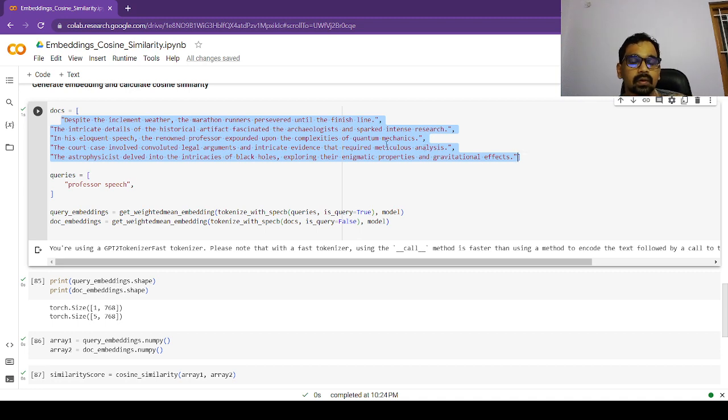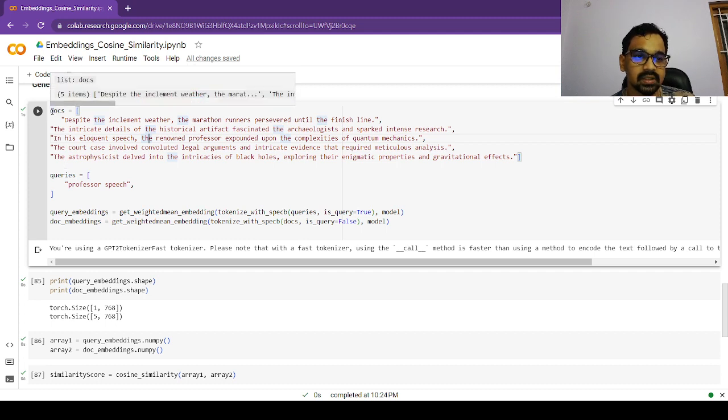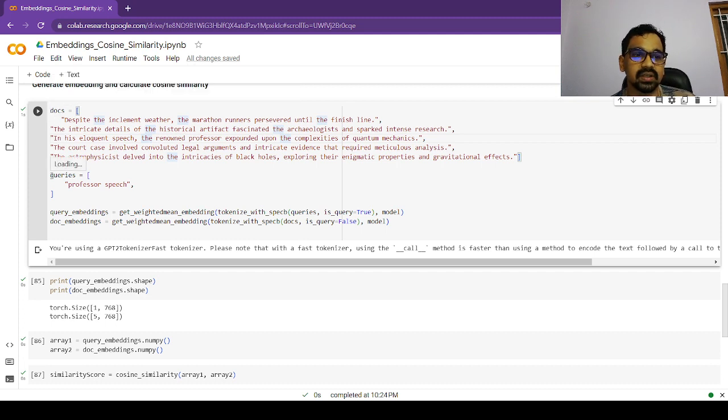If you look at the sentences, the third one, in his eloquent speech, the renowned professor expounded upon the complexities of quantum mechanics. As a human, we would be able to say, okay, the third one is relevant to our input query. But how will a machine understand? That we will see. For that, we have to create embeddings for documents separately and embeddings for the query separately.